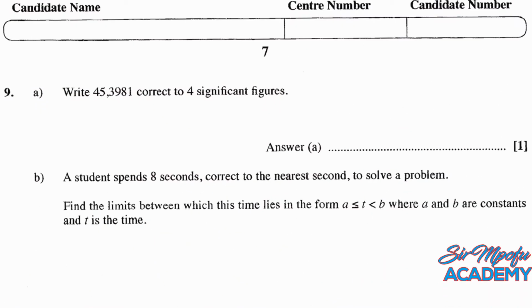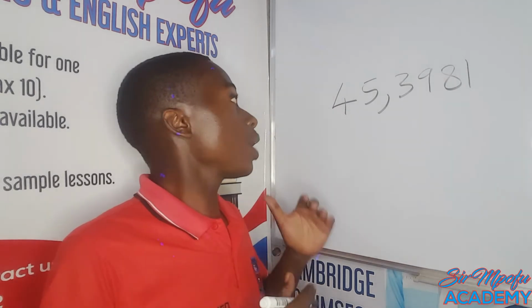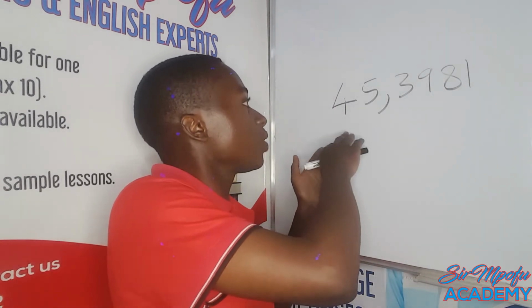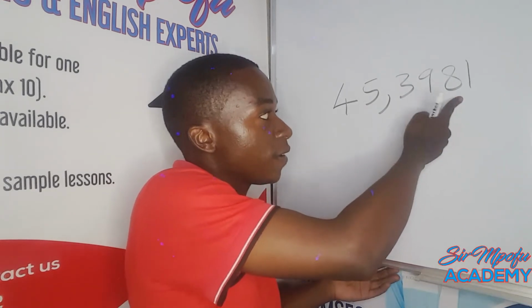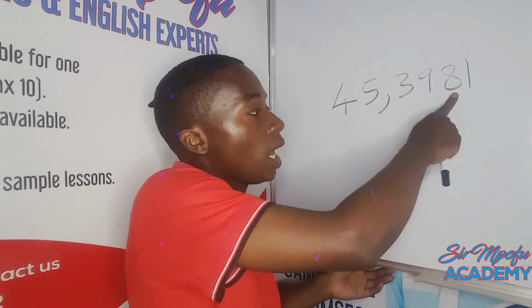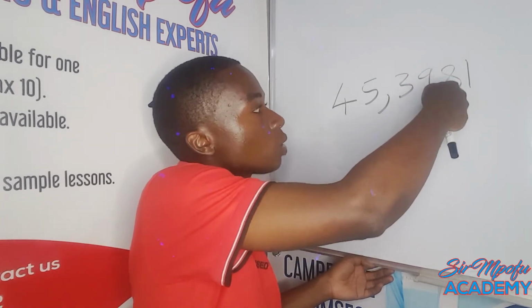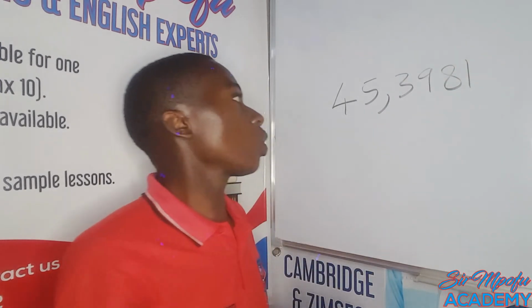Write 45,3981 correct to 4 significant figures. Remember, 4 significant figures, we are going to count from 4 because it's a non-zero number. So 4 significant figures, that's 1, 2, 3, 4. And then we look at the fifth number. This fifth number is 5 and above. So we're going to say plus 1 to 9. When you say plus 1 to 9, this becomes 10. When it becomes 10, it means we carry the 1 here. So that 3 will be 4.